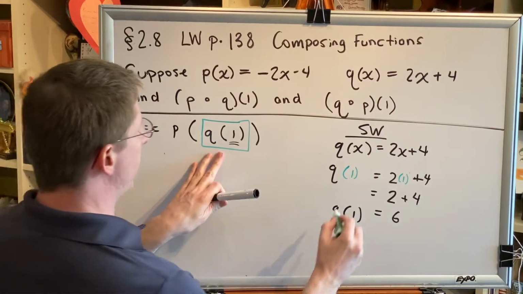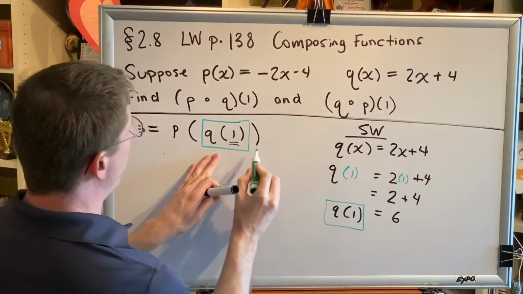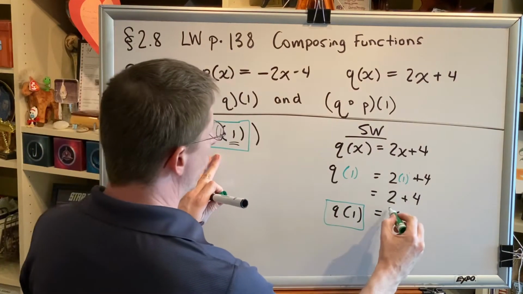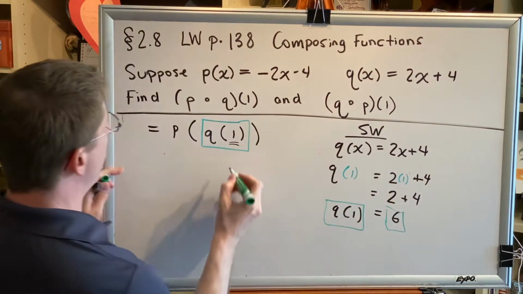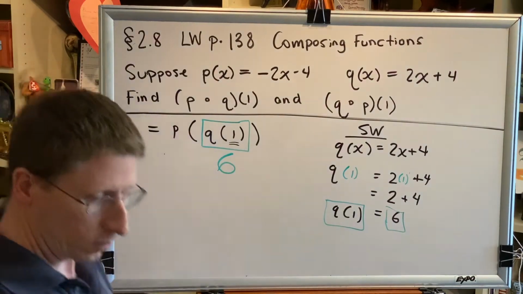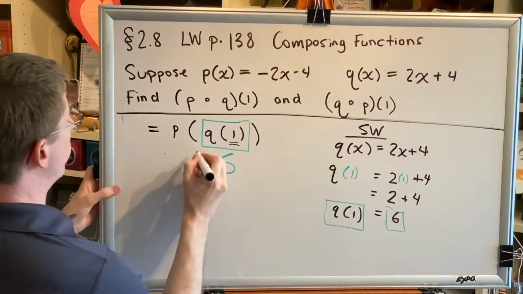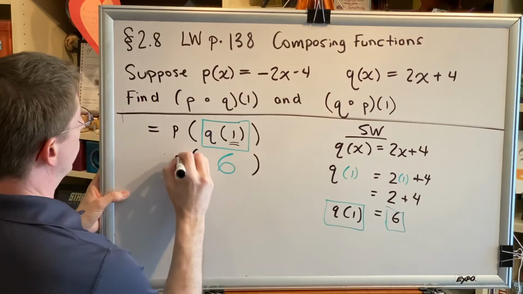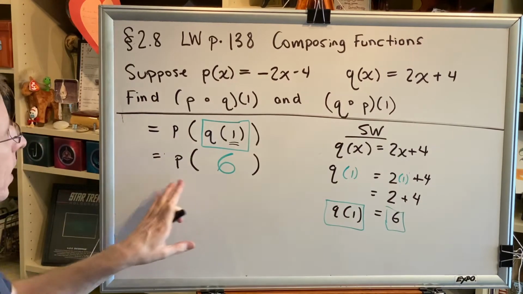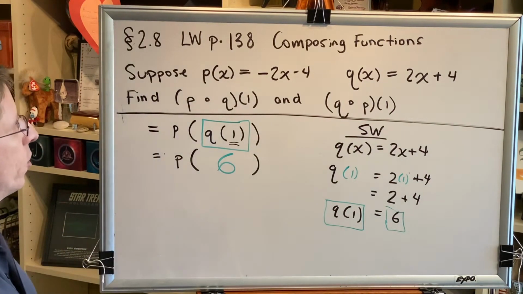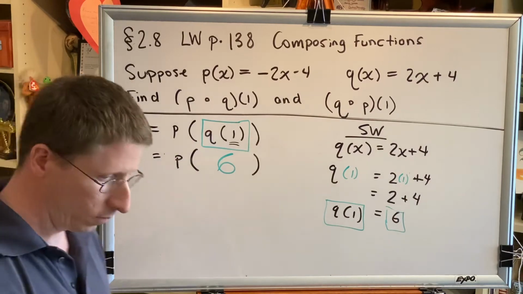Again, that's the same thing that we were looking for over here. We were trying to find the value of q of 1. We now know that that is equal to the number 6. The things around it do not change. So now we have to find p of 6. We will also do this in our side workspace.